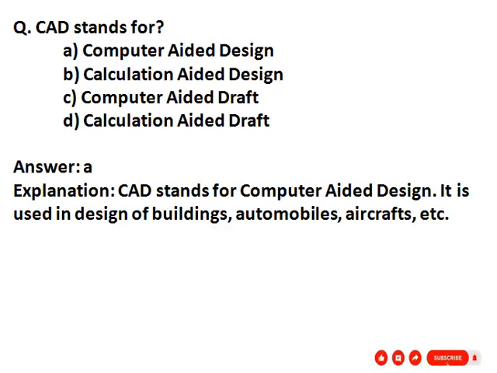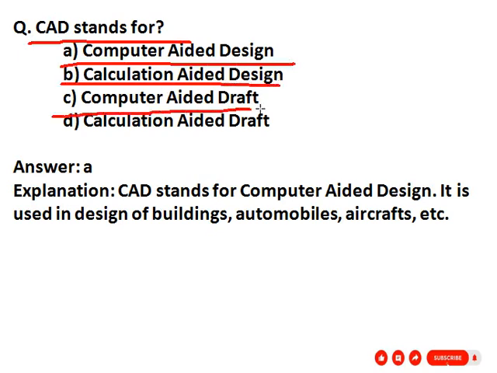Here we are discussing some important questions of computer graphics. Our first question is CAD stands for. Given options are A. Computer aided design, B. Calculation aided design, C. Computer aided draft, D. Calculation aided draft. Your correct answer is option A. Computer aided design. It is used to design of buildings, automobiles, aircraft, etc.